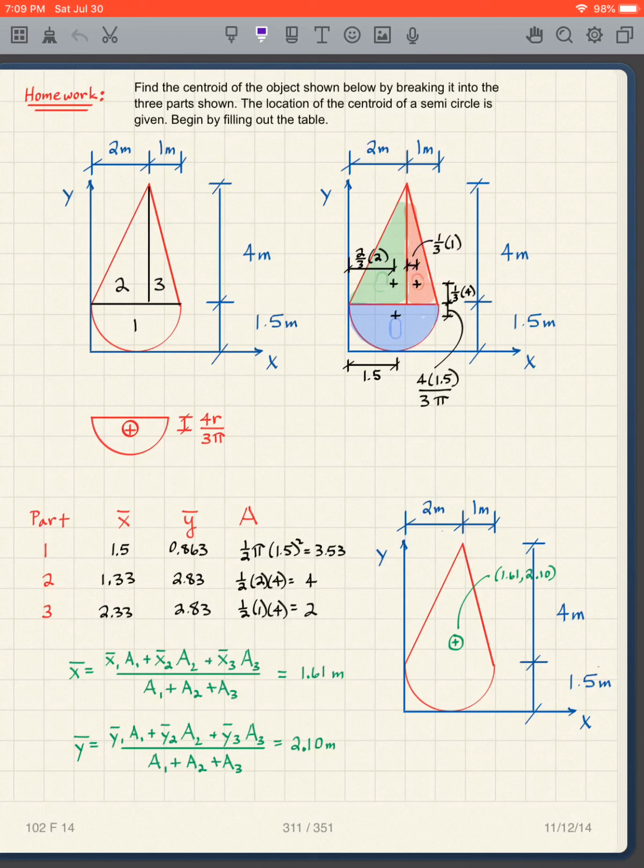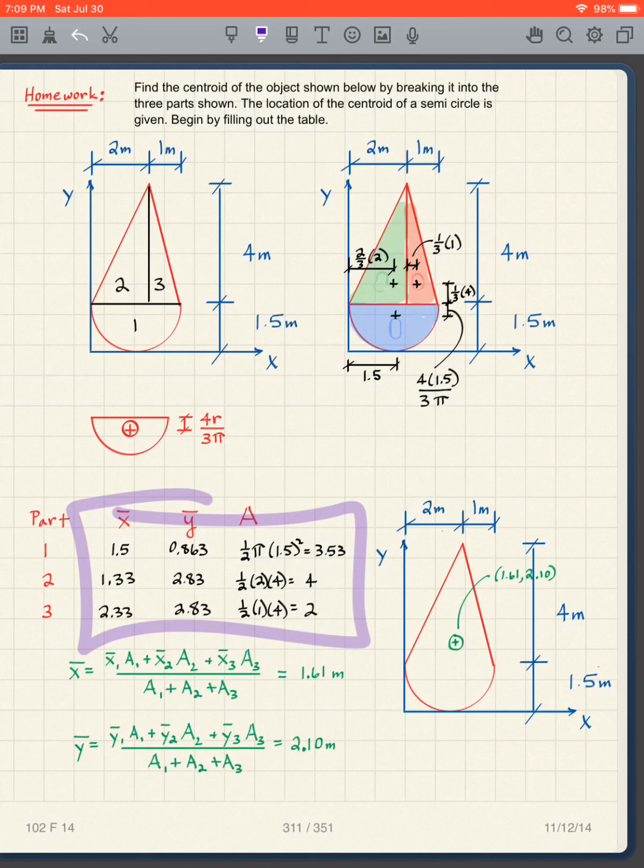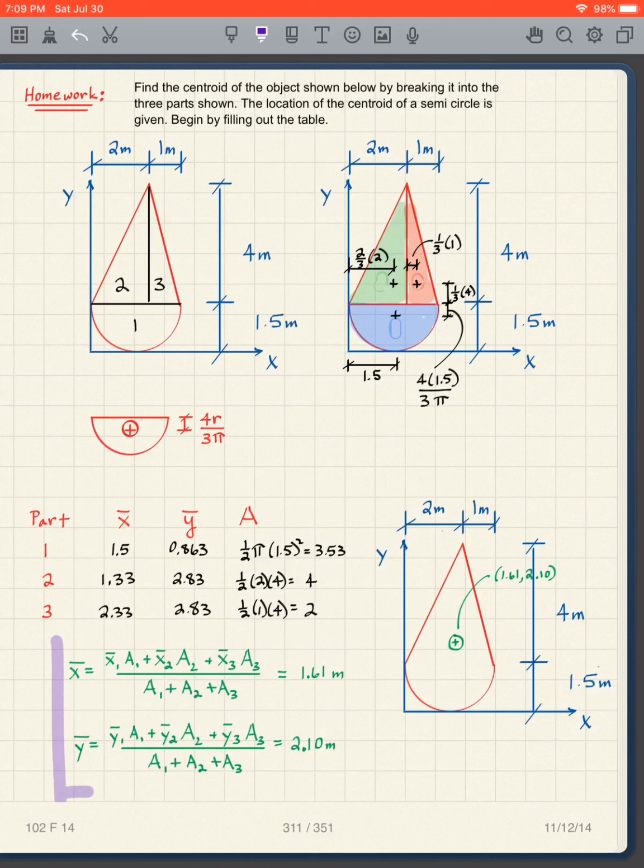And we now have all these values. We plug them into these equations, and we get 1.61 for X bar and 2.1 for Y bar, and so the point is approximately there with those coordinates. We have to keep the coordinate system at the same place. We can't move around the coordinate system, so we keep it at the same place that we began.